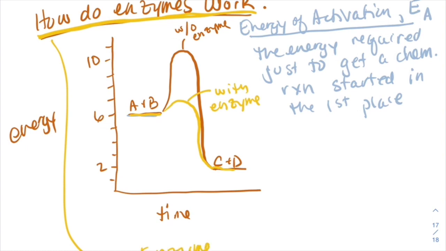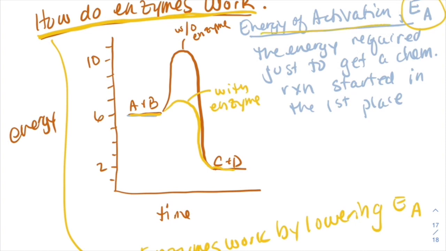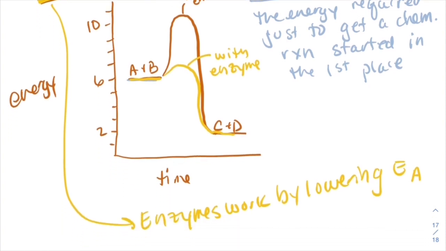Enzymes work by lowering the energy of activation. I'm just going to write E sub A because we know that's what that is over here. By lowering the energy of activation for a reaction. But how do they do that? How do they just lower the energy of activation and say, haha, graph, now you're like this? They don't just wave a magic wand and poof, there's less energy that's required to go into this reaction.